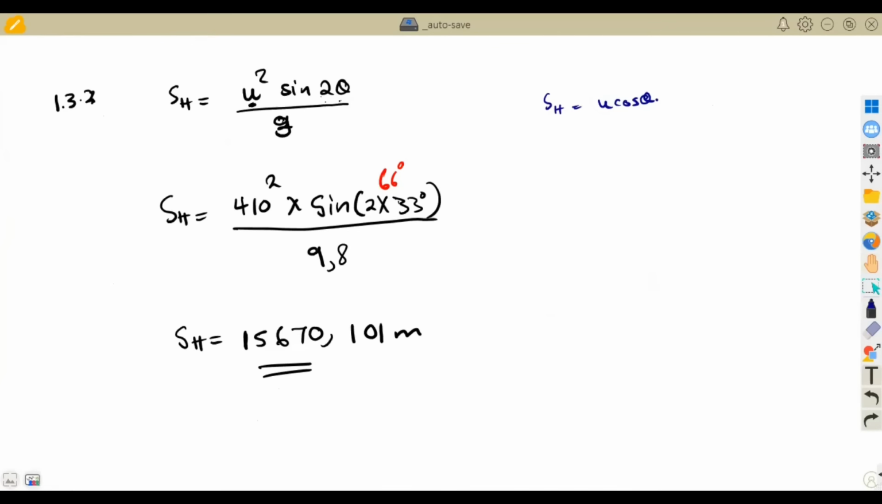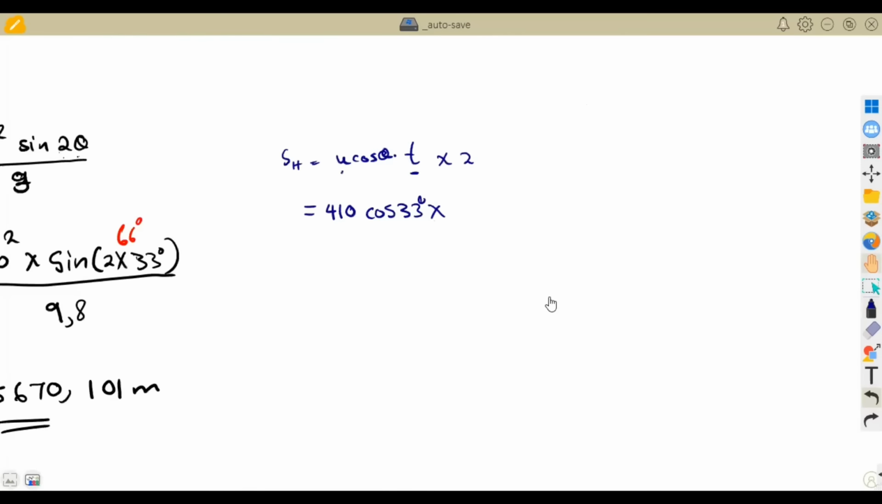The actual formula is supposed to be like this, but everything that you're going to have is multiplied by 2. So meaning to say you are going to have the same thing. Our U, remember our U is 410, so it's going to be 410 cosine of the angle 33 degrees times the time in this case. So we are going to need the time frame that was taken. And where are we going to obtain this time from?